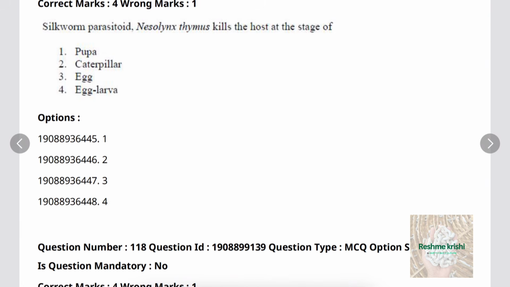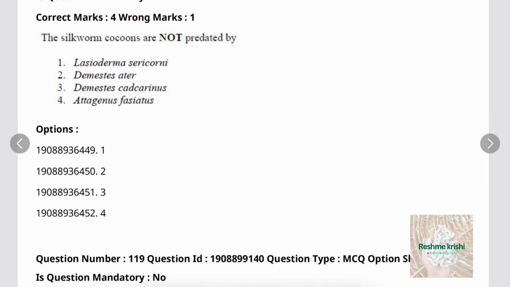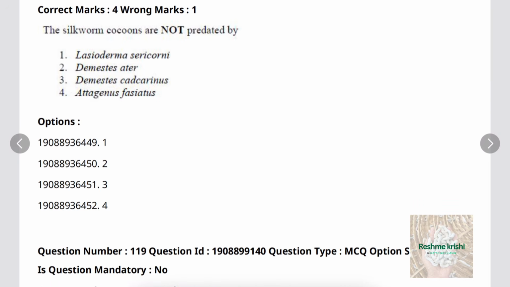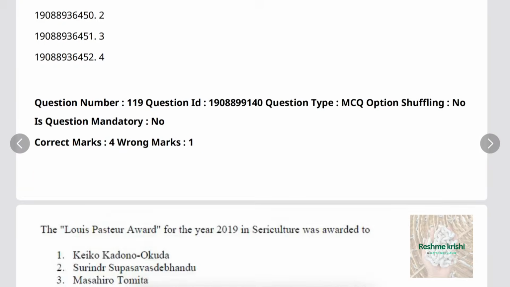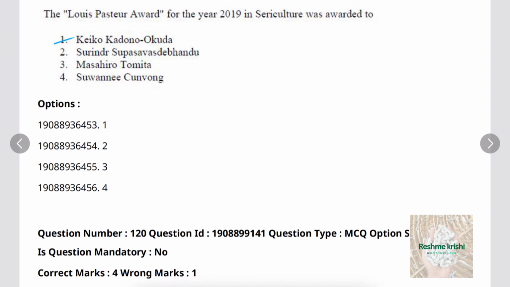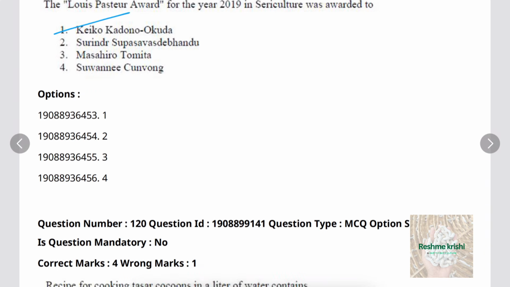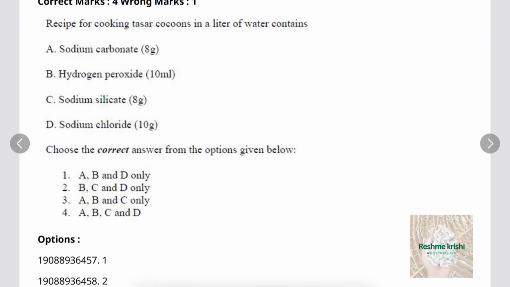The silkworm parasitoid Nesolynx thymus kills the host at the stage of, very much easy and very much needed question, pupa. Alva. The silkworm cocoons are not predated by, see, it is predated by Dermestes, this one. So the answer is simple. In 2019, this was a current affairs question of that time, in sericulture, the Louis Pasteur Award, whom it was given to? Kadona Okuda. Okay, he got it. Sorry for my pronunciation.